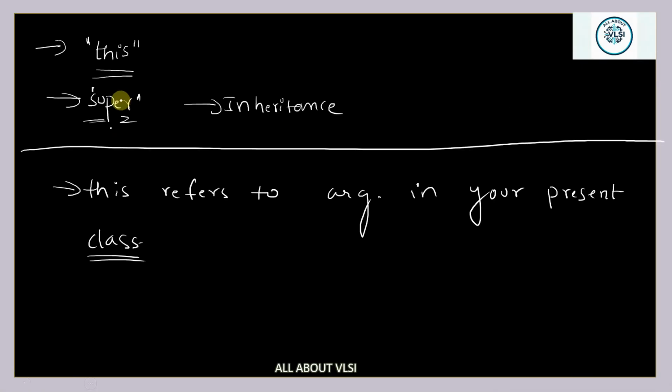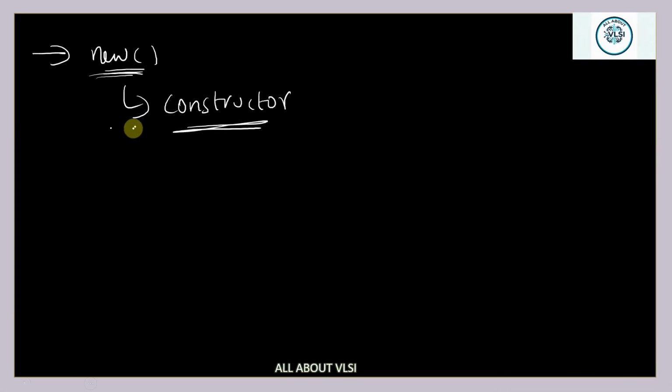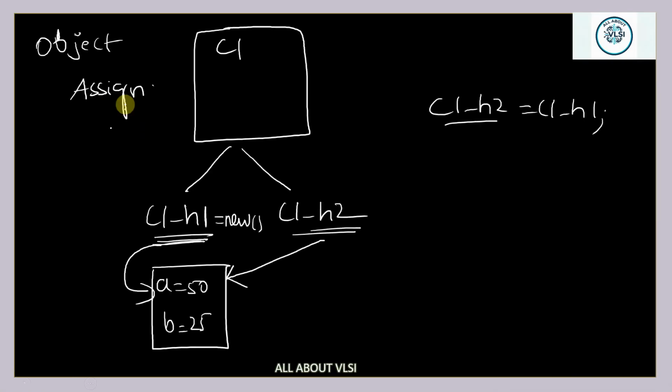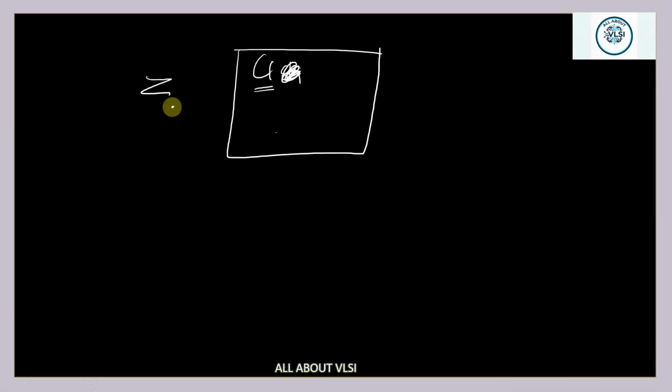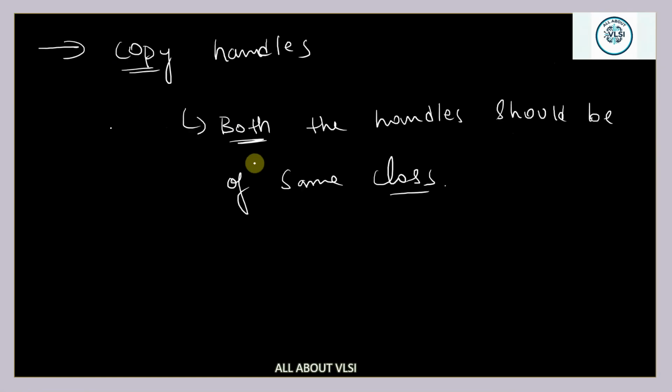In our previous sessions, we started with what we mean by compile time error and runtime error, and the this keyword, the super keyword, and object assignment, as well as shallow copy. We also saw the copying of handles: if we use the same class handle, whether we can copy, or if we use different class handles, whether we can copy or not. All these things we have seen.